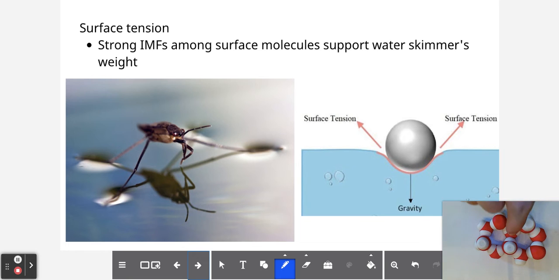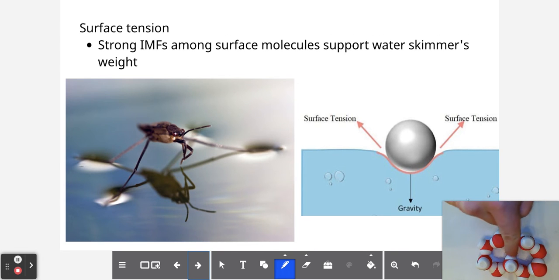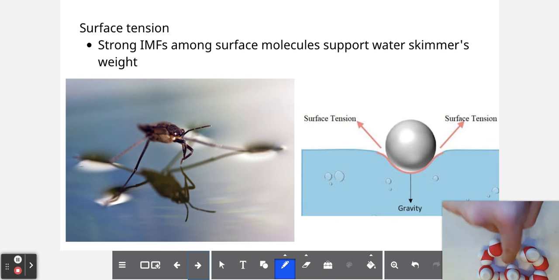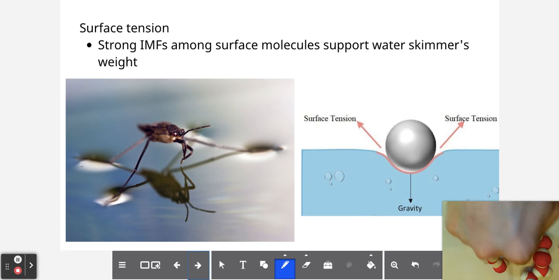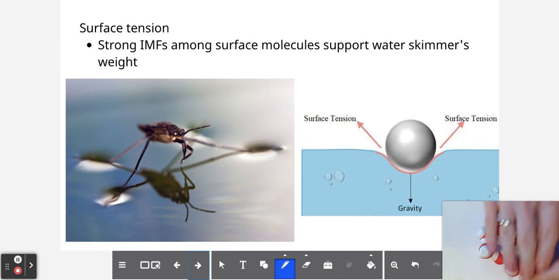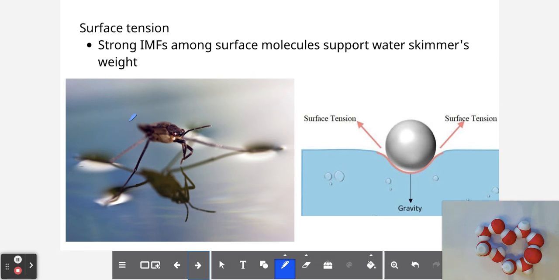So I'm going to put my finger in here to try to, and you know what? I can't really break through. I'm trying to push through, but there's such strong attraction among these molecules that it's hard to pierce through. If there weren't such a strong attractive force, you'd just go straight through. Because there's strong attraction among these surface molecules, we can say there's strong surface tension. That's why the water skimmer is able to walk on water. If it were placed onto something else like acetone, which is nail polish remover, with weaker IMFs, it would probably sink straight through.